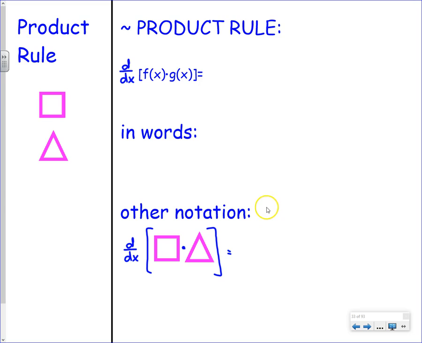So let's go ahead and talk about the product rule. Sometimes the only way is the product rule. I'll show you an example in just a second. The last one we were able to do without the product rule, and we'll check it with the product rule and see if we're right.